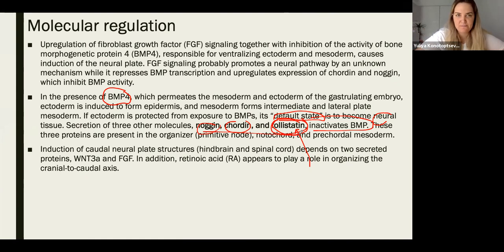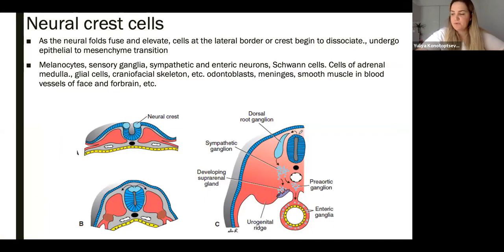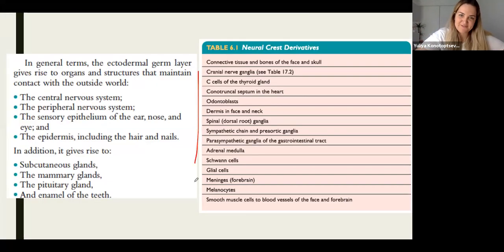There is a special population of cells which are called neural crest cells. Neural crest cells arise from the neural fold. Okay, that's what they do. In America, neural crest cells are known as the fourth germinal layer. You know, we have three: ectoderm, mesoderm, endoderm. In America, there's a fourth, neural crest cells. They give rise to these things.